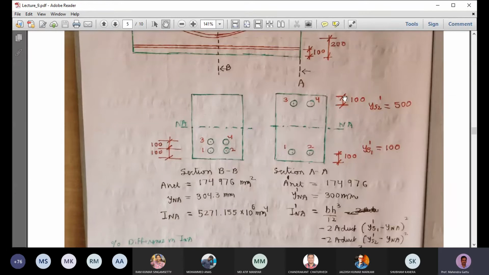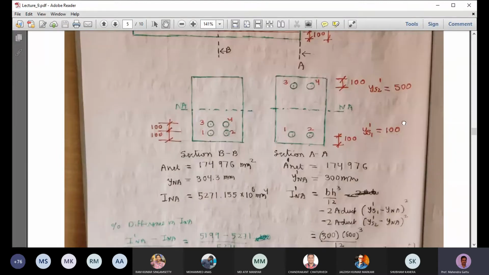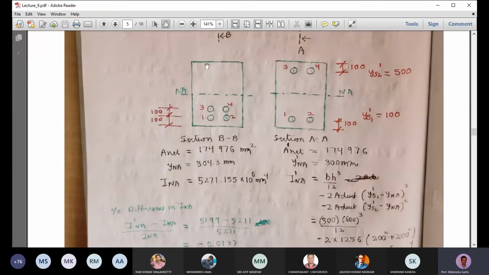That will be total height minus 100, so it will be 500. I'm indicating that by ys2 prime, and ys1 prime is the same as ys1, which is 100. So the first step is to calculate the section properties. For this section, we have already done the calculation. We found A net, the y neutral axis location, and the moment of inertia I about the neutral axis. I'm just copying those values down from the previous example.